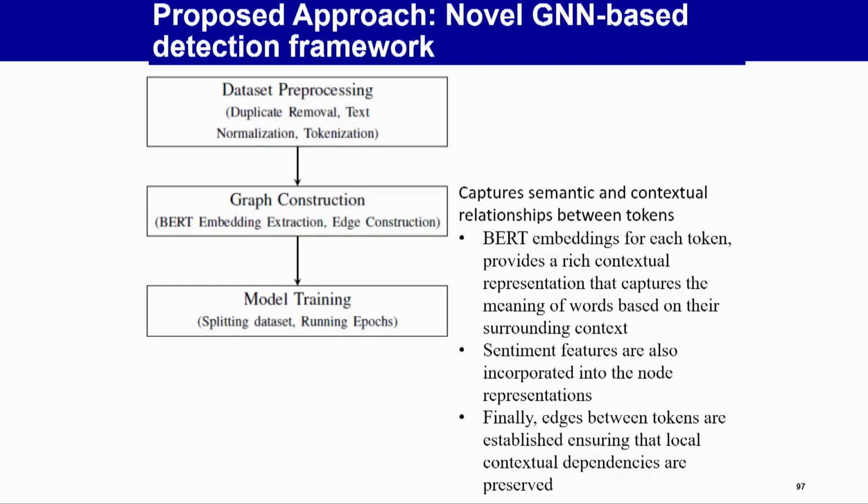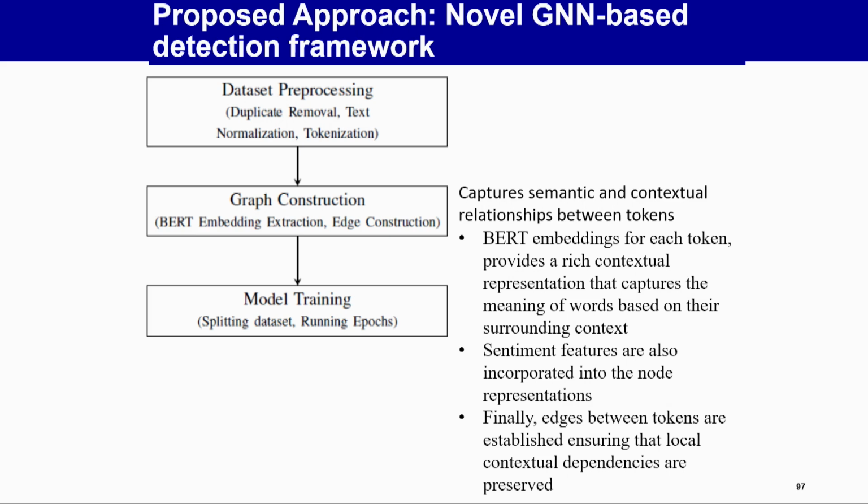Okay. So the proposed approach is called a novel GNN based detection framework. So how exactly does it work? We take a data set of prompts. There are some malicious prompts and some non-malicious prompts. So everything is there. I think this data set has around 5,000 prompts that we have taken.